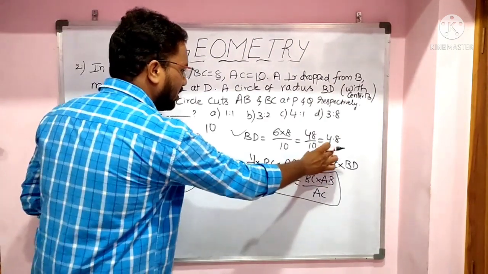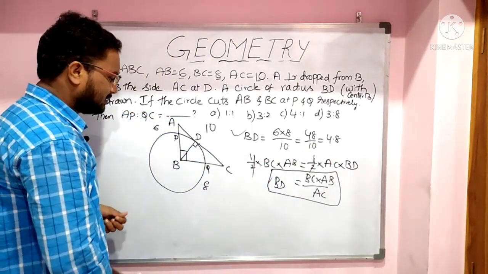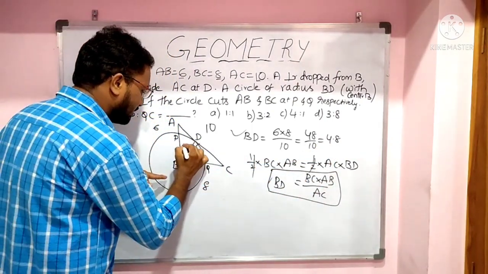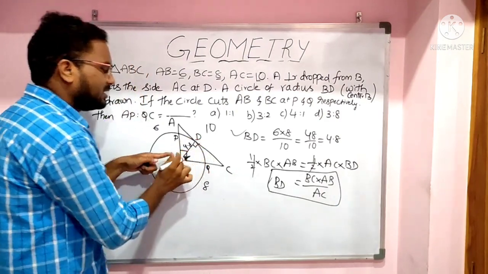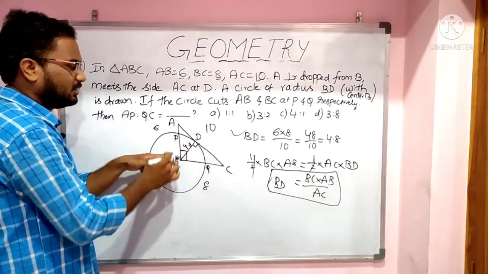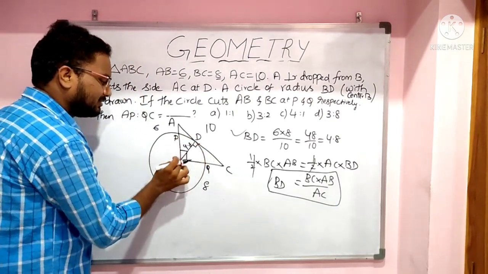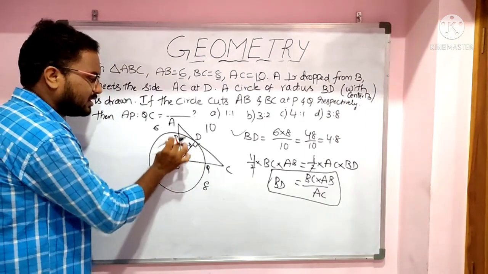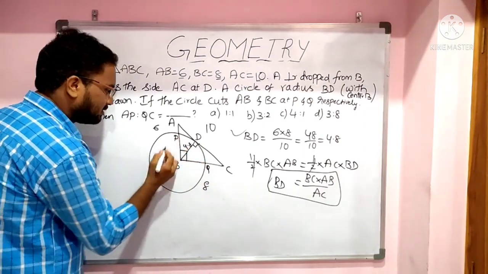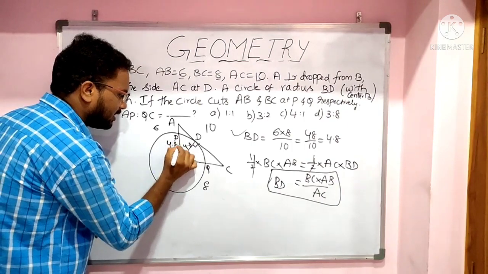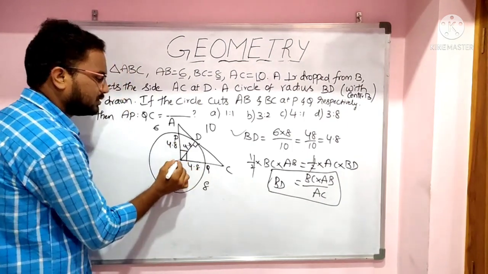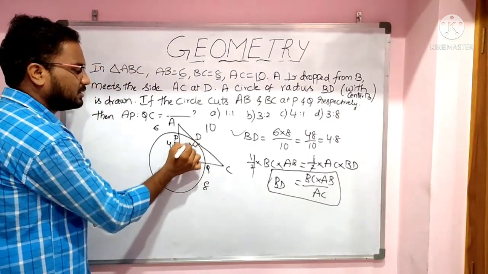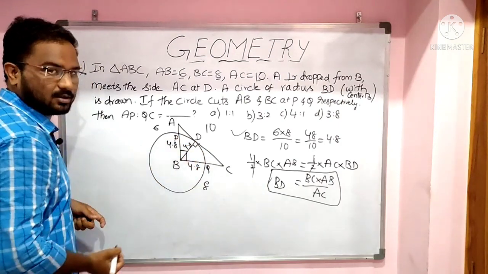So here we got BD value as 4.8. BD is the radius of this circle. So if this is 4.8, then this will be 4.8. This is also radius. So these two values are 4.8 and 4.8 because it is the center. This is the radius.